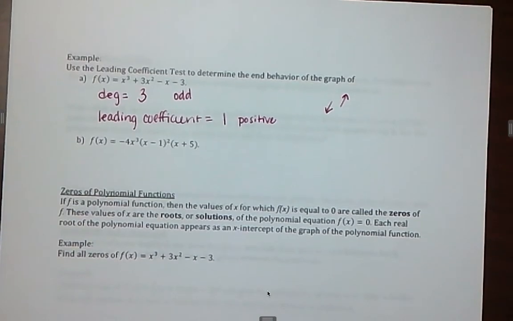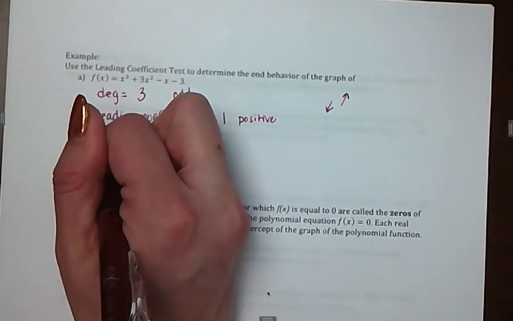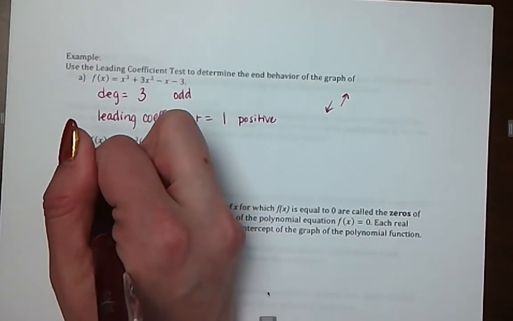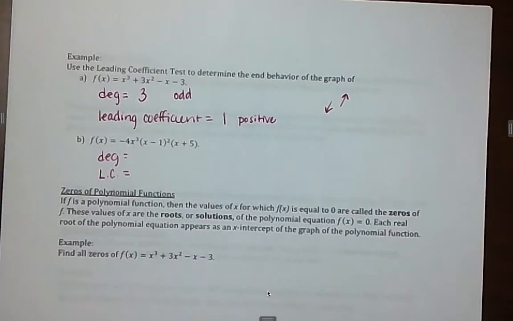Okay. Looking at the next one. So again, degree and leading coefficient, and I'm just going to abbreviate LC. So I want to write it out again. Okay, so this one's going to be slightly different. So this one's factored already. So you kind of have to do some multiplying, adding.